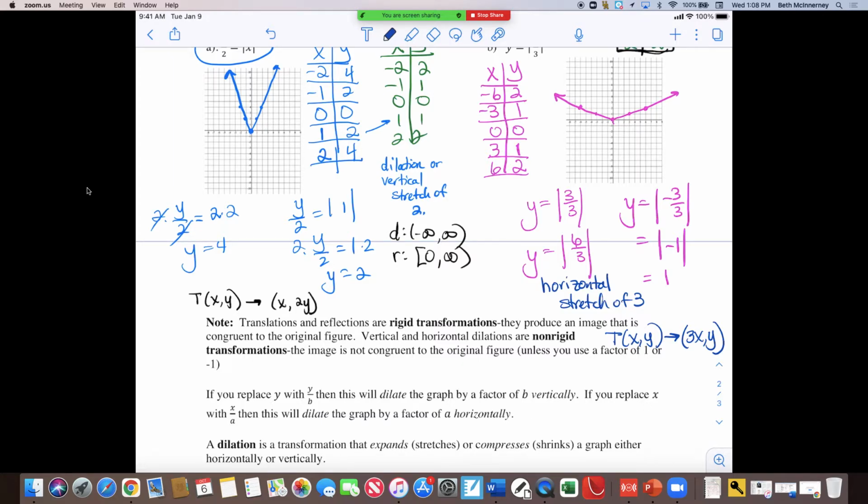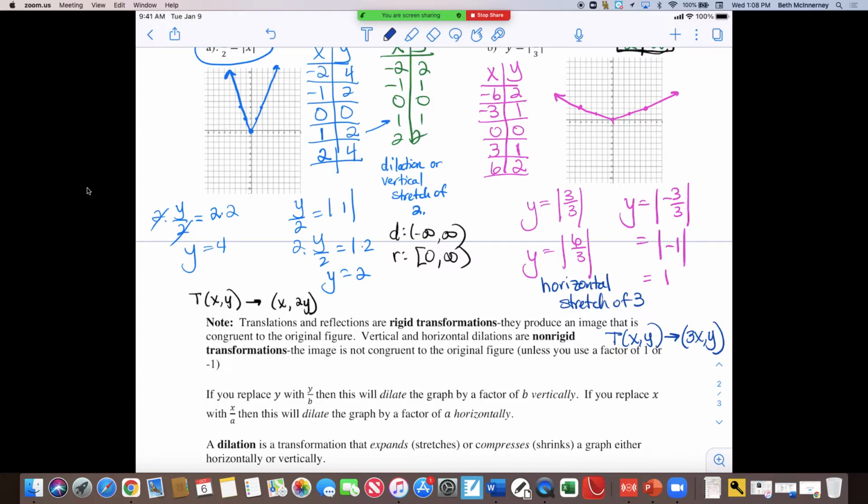Now the good news is we're going to spend 2 days on this, so I know this is a little bit confusing or a lot confusing. So don't worry, we're going to spend 2 days on 3.6. We'll see if we can't get it ironed out after tomorrow's class.